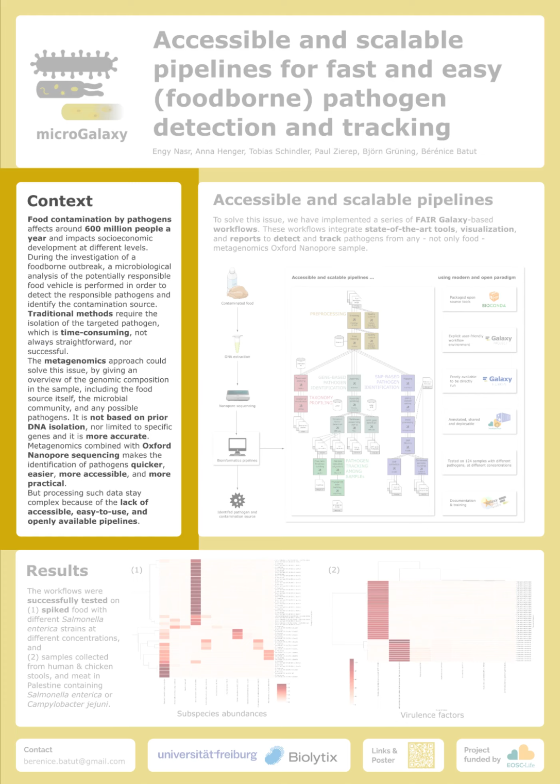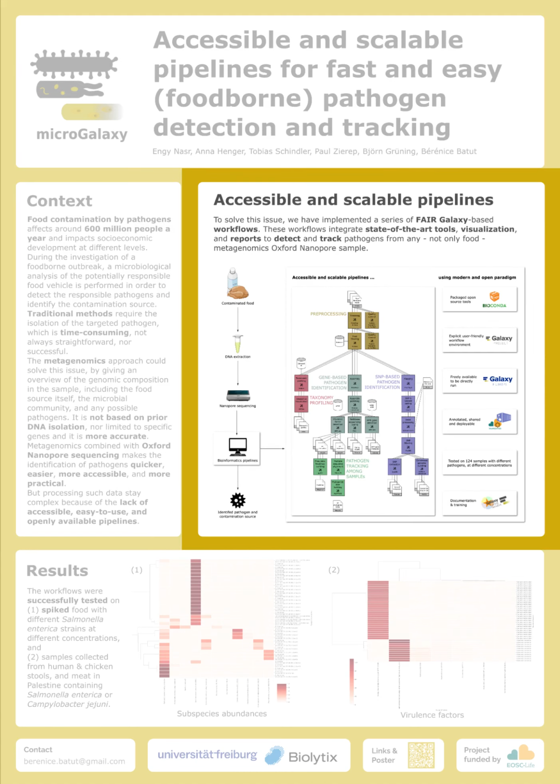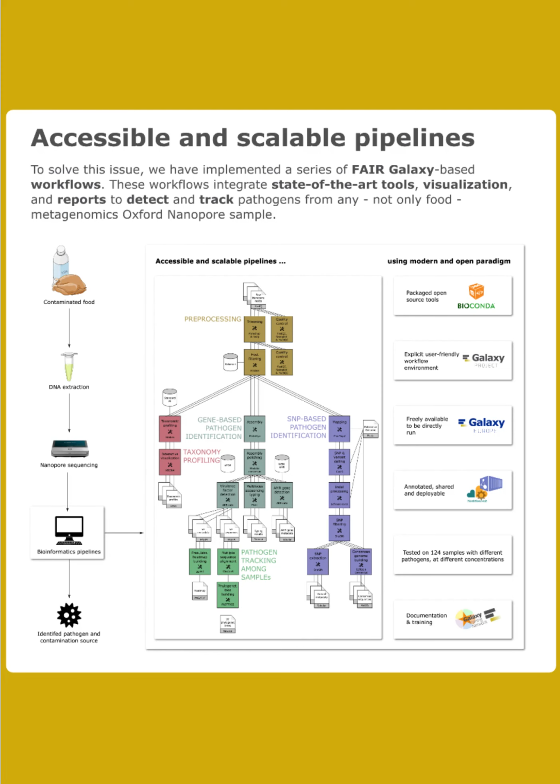If we combine a metagenomic approach with Oxford Nanopore sequencing, we can make the identification of pathogens quicker, easier, more accessible, and more practical. The only thing still missing is how to analyze such data, because it can be really complex and it lacks accessible, easy to use, and openly available pipelines. To solve this issue, we implemented a series of FAIR Galaxy-based workflows that integrate state-of-the-art tools, visualization, and reports to detect and track pathogens from any Oxford Nanopore metagenomic sample, not only food.